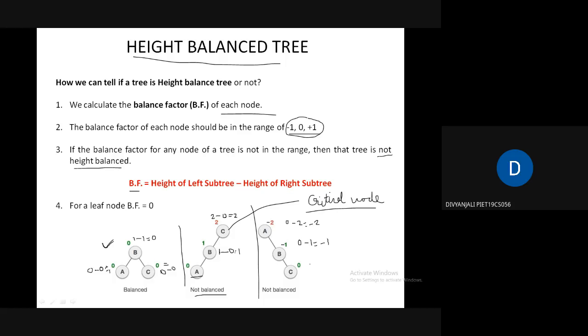Here A is the critical node, because of A that tree is becoming unbalanced. Is it clear to you all now what the balance factor is, how you will calculate the balance factor, and what a critical node is? Are these terms clear to you?